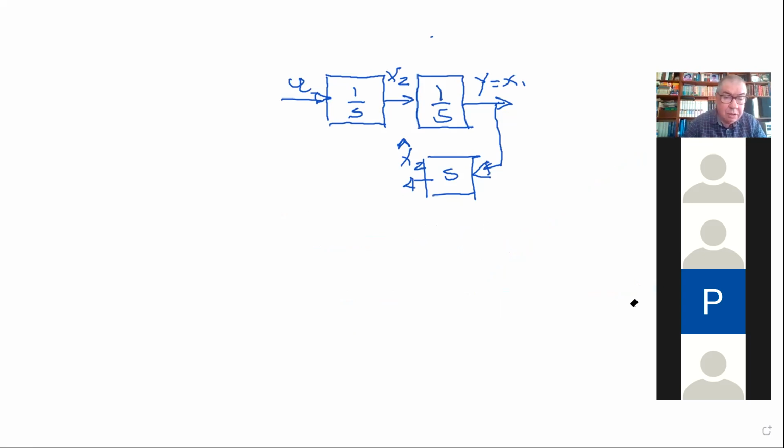So another option. So you want to compute x2. So you look from here.